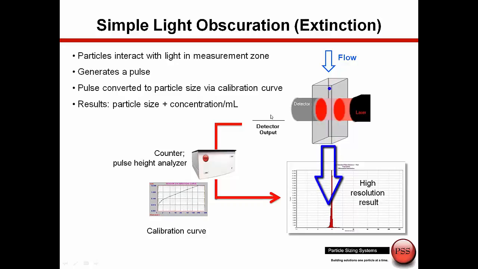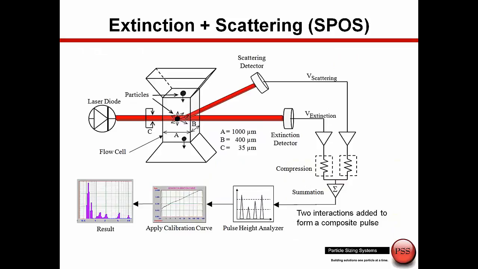This creates a pulse, which is fed into a pulse height analyzer. Each pulse is converted into a particle size through the use of a calibration curve. The generated result shows both the particle size distribution and the concentration in particles per ml. The major advancement invented by Particle Sizing Systems is the combination of light obscuration or extinction and light scattering.